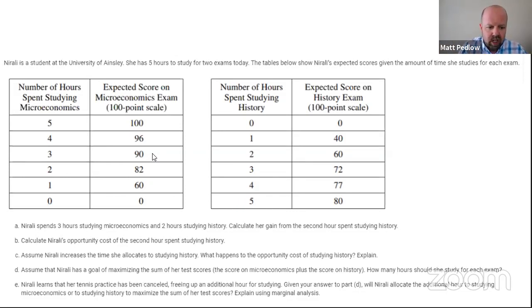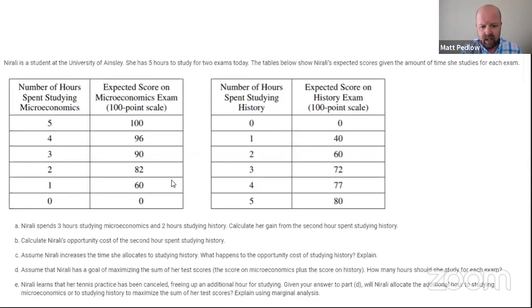C, assume she increases the time she allocates to studying history. What happens to her opportunity cost? Well, let's look at it. All you have to know is as she's going to study more and more history, that means she must therefore be studying less and less econ. So her opportunity cost is increasing. Look what's happening. If she decides to drop down an hour, it's 4 points, then 6, then 8, then 12. And then if she doesn't study at all, she gets a 0. That's hard to believe. But it's increasing. Each additional hour, she's giving up more and more points for econ.